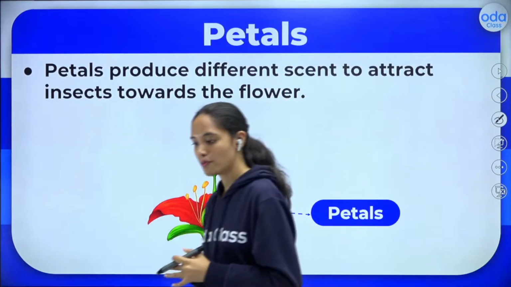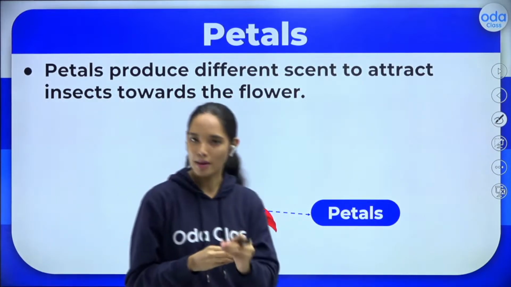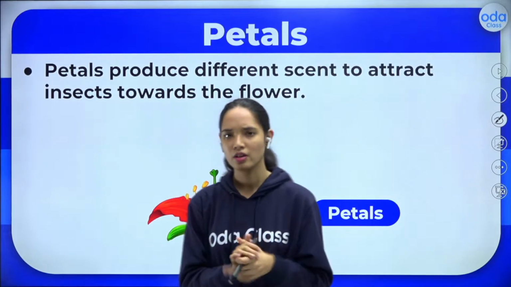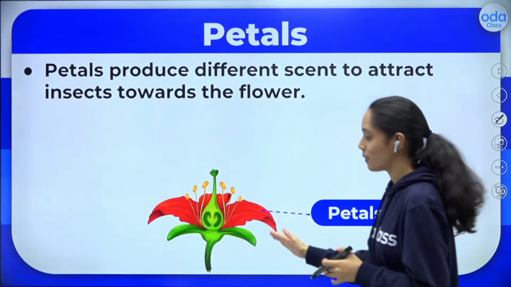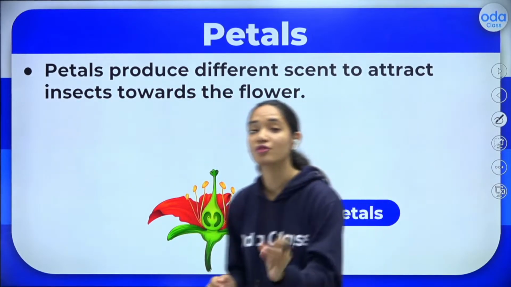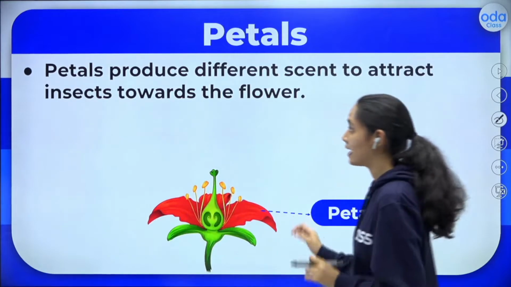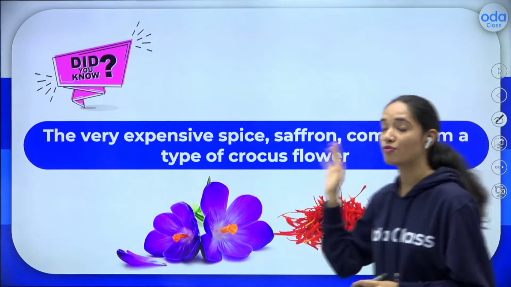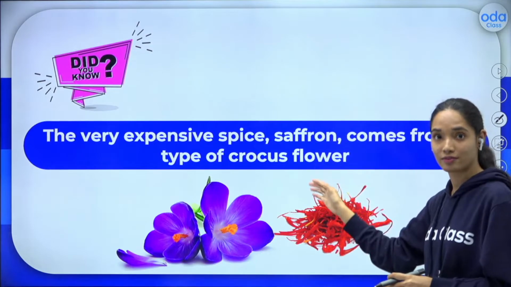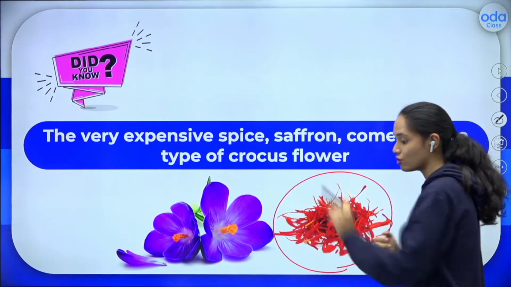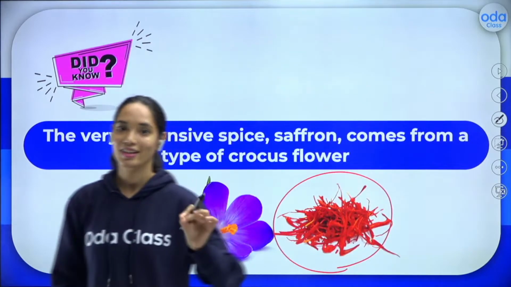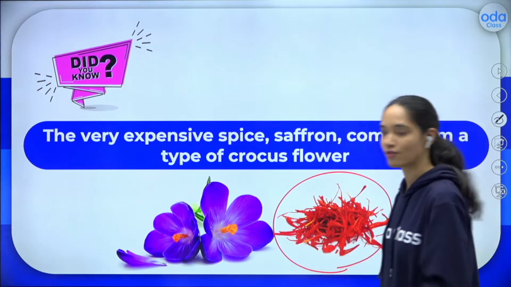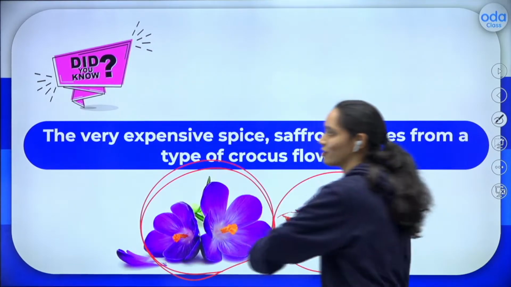Pollination is a step by which plants reproduce a new plant through sexual reproduction. Here you just have to know that these petals are brightly colored and produce different types of scent so that they can attract insects. And do you know, my dear students, the very expensive spice saffron, we say kesar? This is used in every Indian sweet dish and biryani or pulao. This saffron comes from a type of crocus flower.